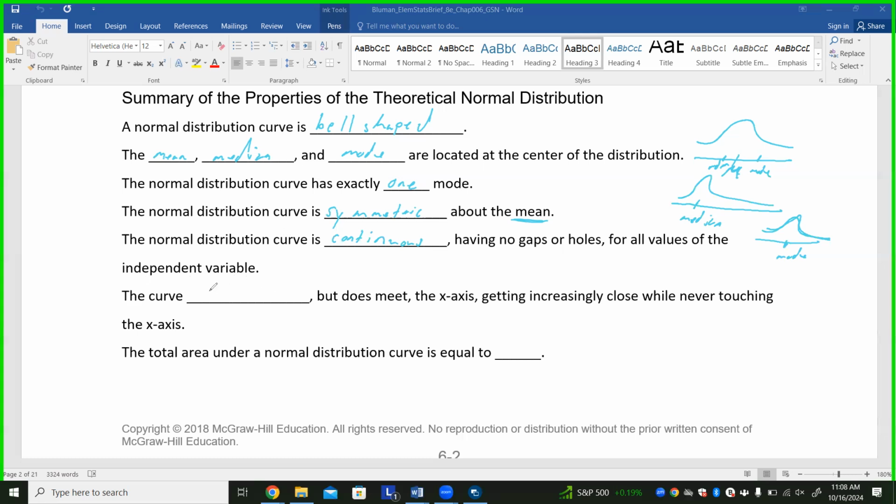The curve approaches, but does not meet the x-axis. It gets increasingly closer and closer while never touching the x-axis. And what that basically means is, yeah, the approaches stuff. We did this a lot in pre-cal. So for instance, it'll get really close to this line, but it'll never actually hit that line. And that's kind of going back to my drawing above.